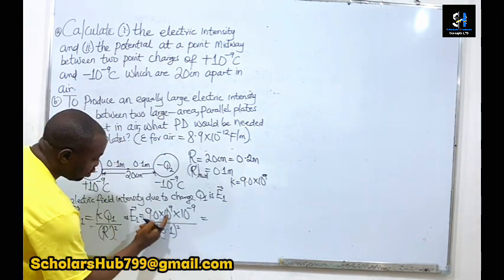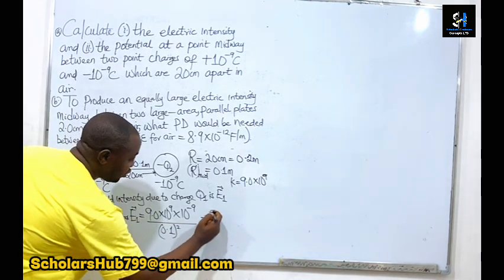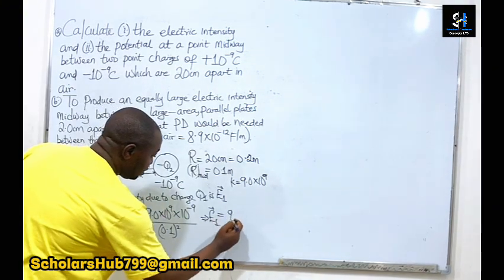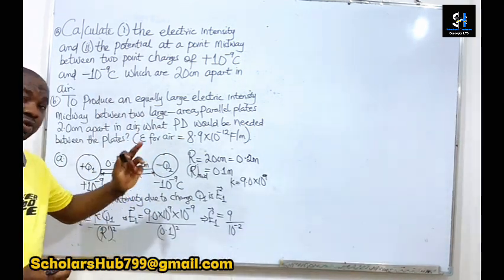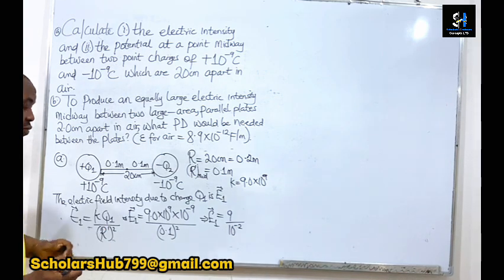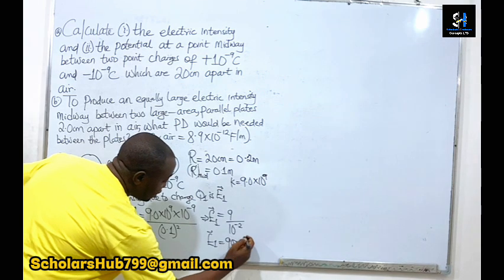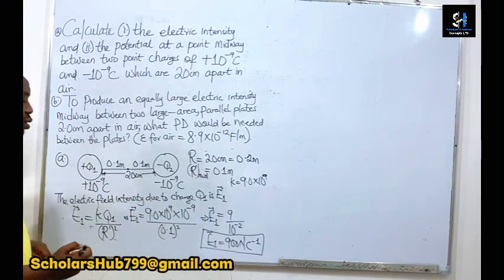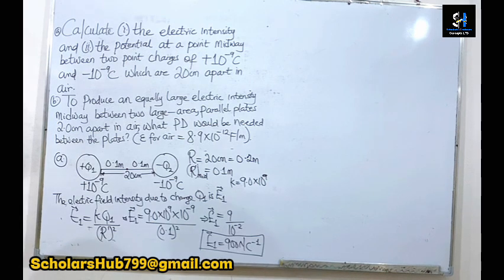Of course, 10 to the power of 9 minus 9 will be 10 to the power of 0. So we have the electric field intensity due to charge Q1 as 9 over 10 to the power of minus 2, because 0.1 squared is 10 to the power of minus 2. This will be 900 Newton per coulomb. So this is the electric field intensity at a point midway, due to charge Q1.